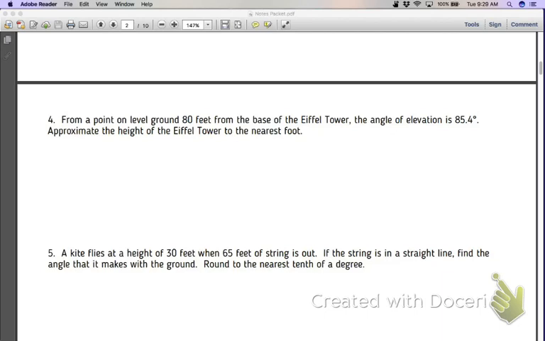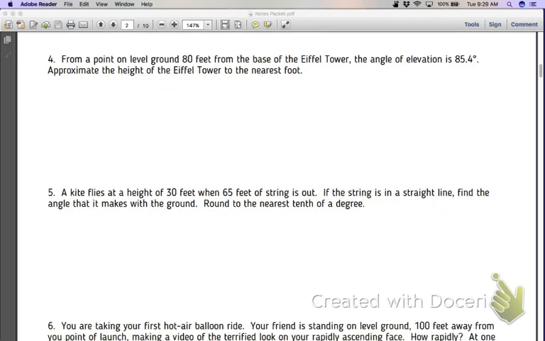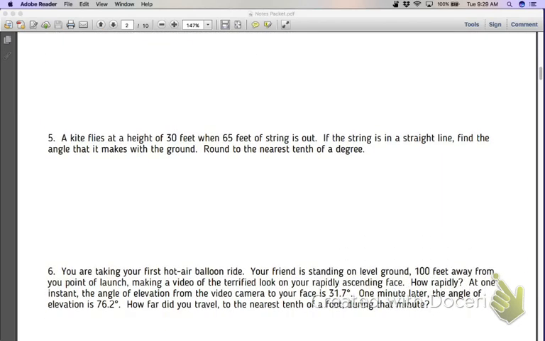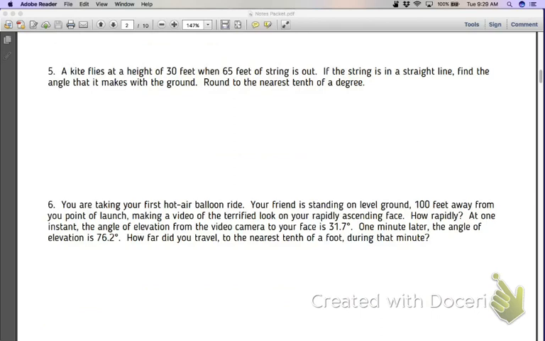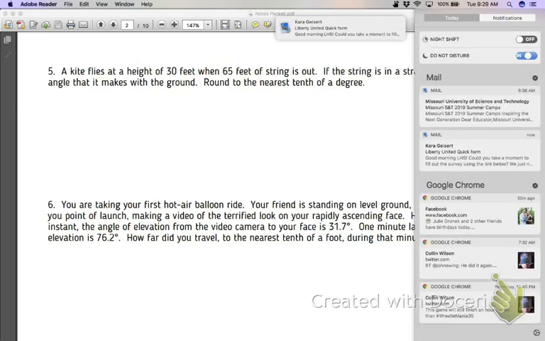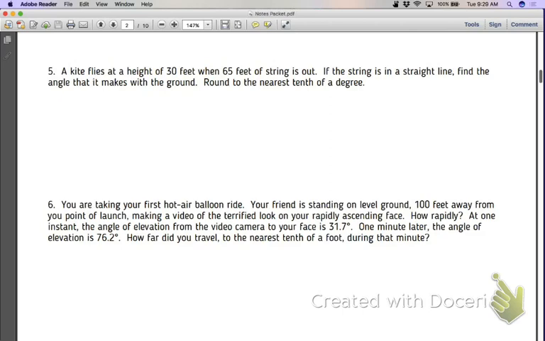3 and 4 are going to be similar to how we've already solved these. Because we're up against time constraints, we're just going to go ahead and go to 5, because it's going to be a little bit different. So in this case, it says a kite flies at a height of 30 feet when 65 feet of string is out. String is in a straight line. Find the angle that it makes with the ground.